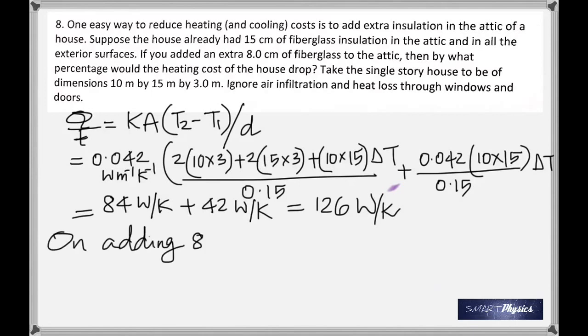Now understand that this is taken for 1 Kelvin. So that means I've assumed that delta T is 1 Kelvin. So we're finding the heat conducted for 1 Kelvin change.